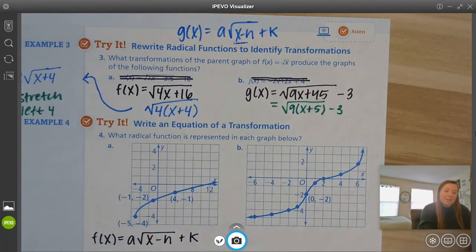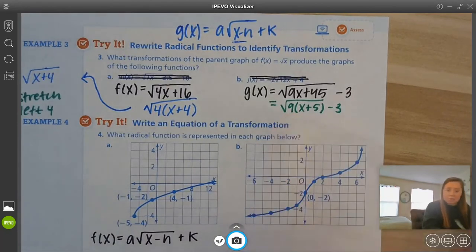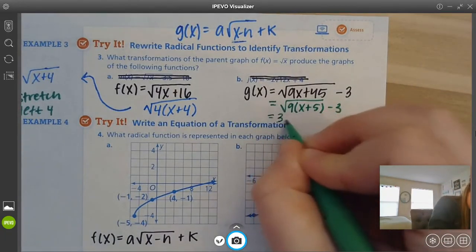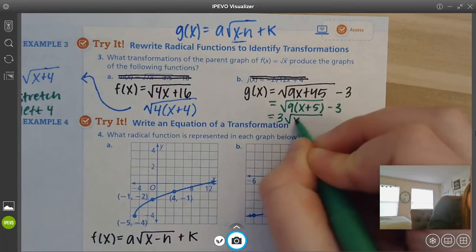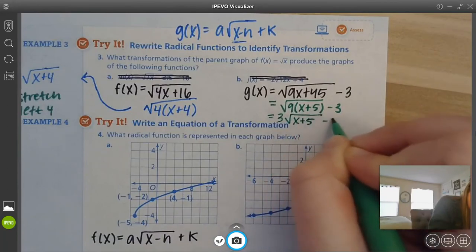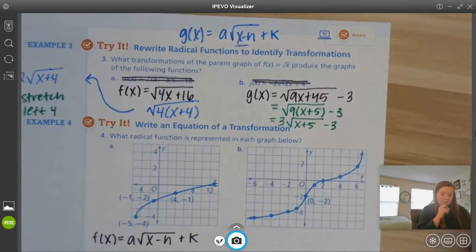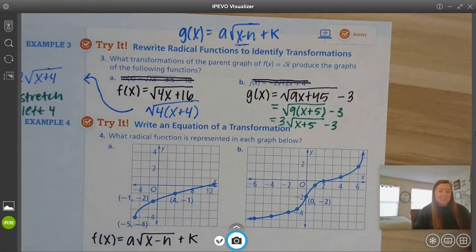And now, lucky for us, we can take the square root of 9. We know that to be 3. So 3 is going to come out on the outside of our function. We have x plus 5 underneath our radical, and we're subtracting 3 at the end. So let's identify our transformations here.